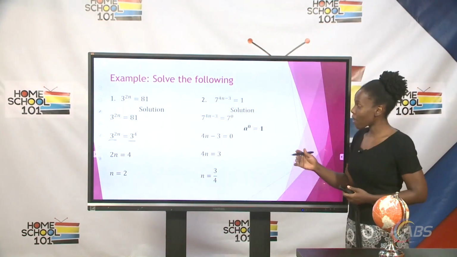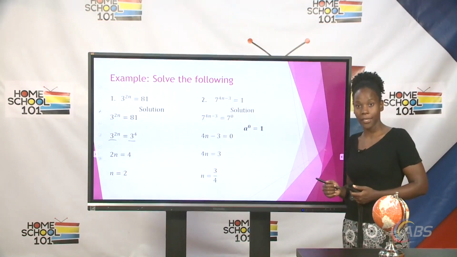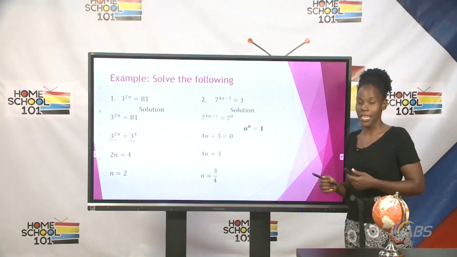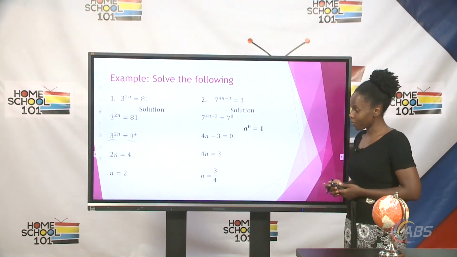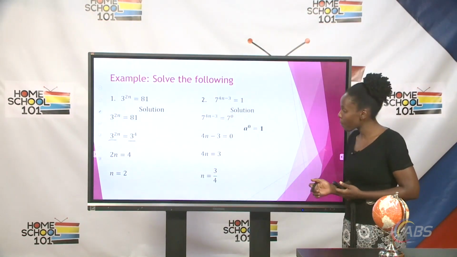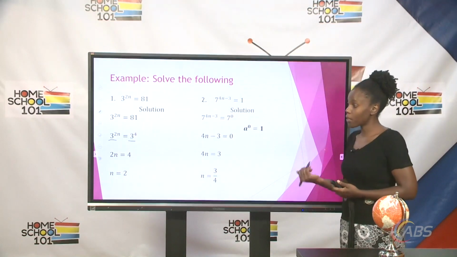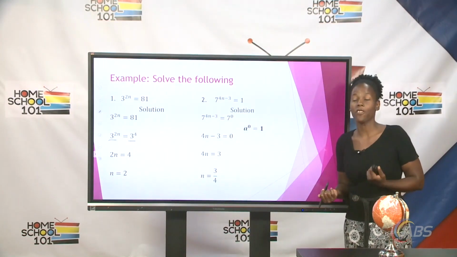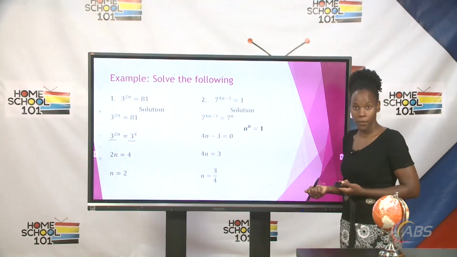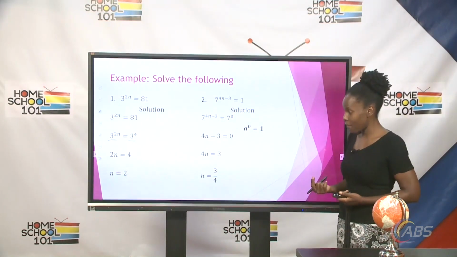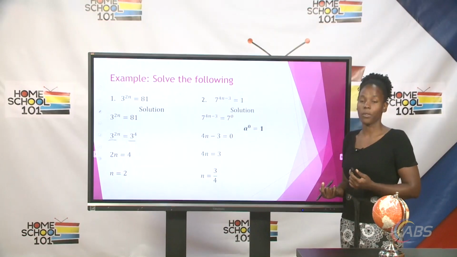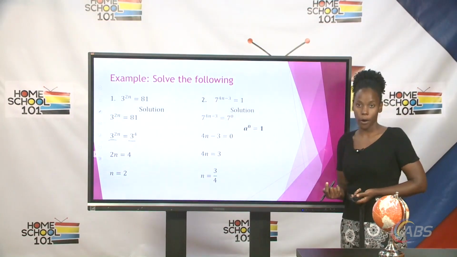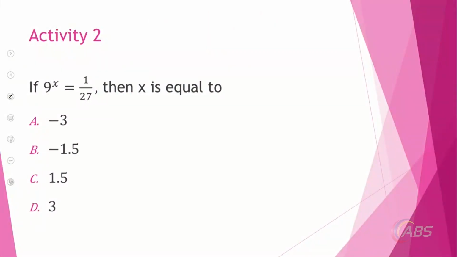So now that I have a common base of 7 on both sides, I drop the base, I equate the powers, and I solve. So it becomes 4n minus 3 is equal to 0. Now the 3 goes across, and once it goes across the equal sign, the sign changes, so it becomes a positive 3. To get n by itself, I simply divide throughout by 4, so n is equal to 3 divided by 4.